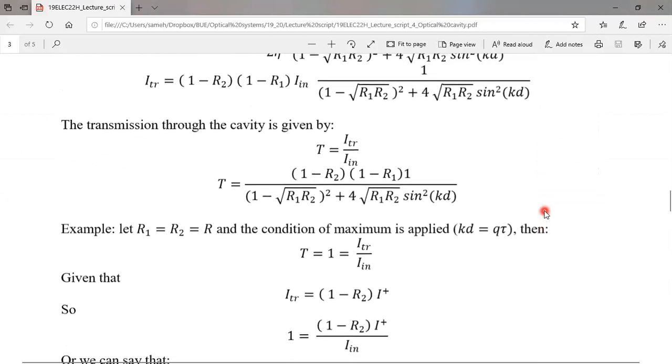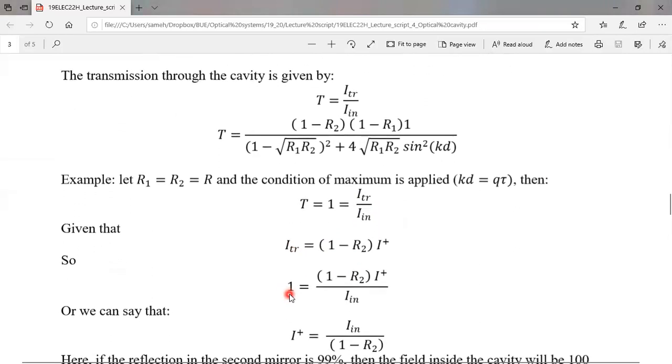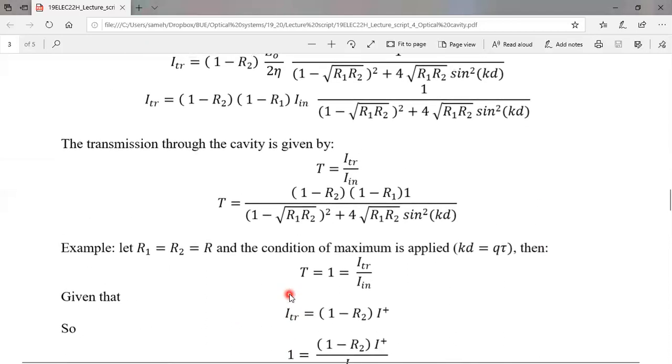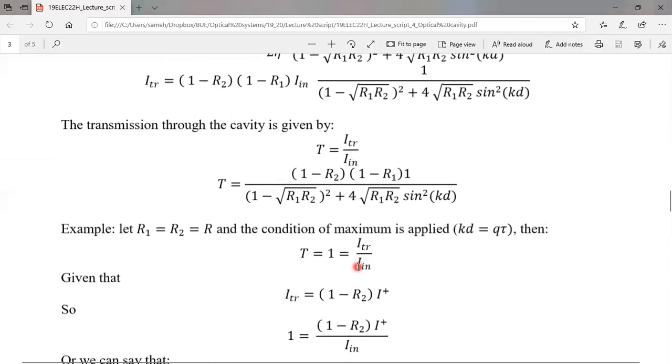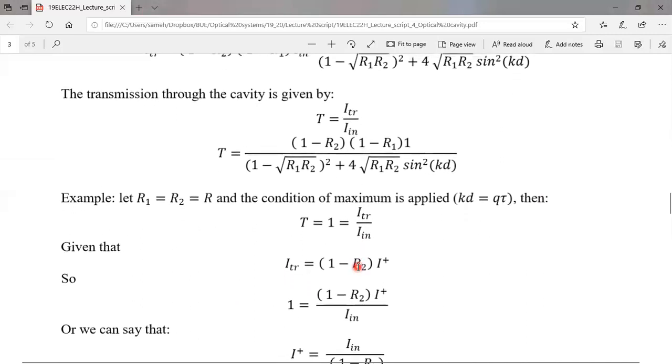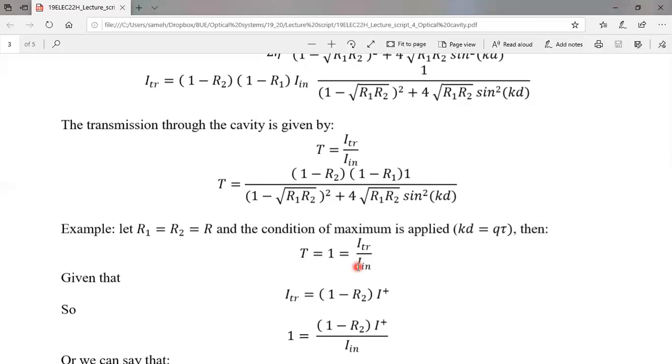Okay, then you can say that 1 minus R2 I plus over I trans. Okay, I think there is some error in this equation. Okay, we can make it from scratch. So this is the first equation. That's right. And also we have the equation that this is the I transmitted.